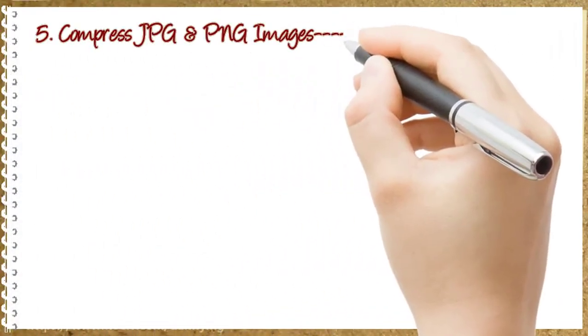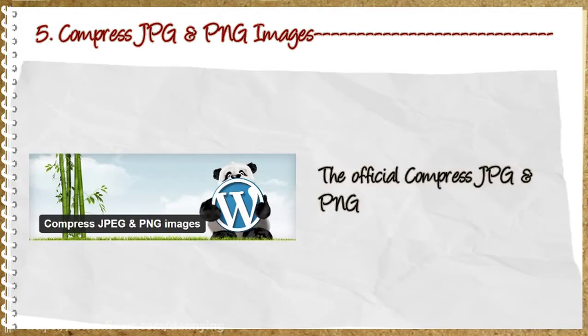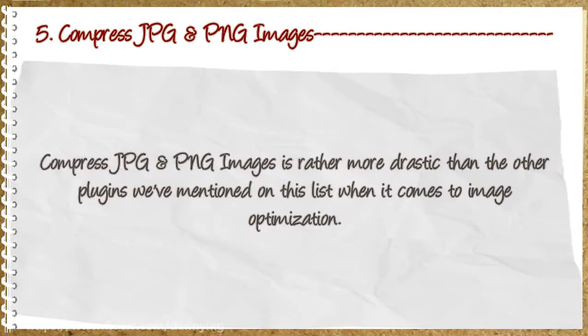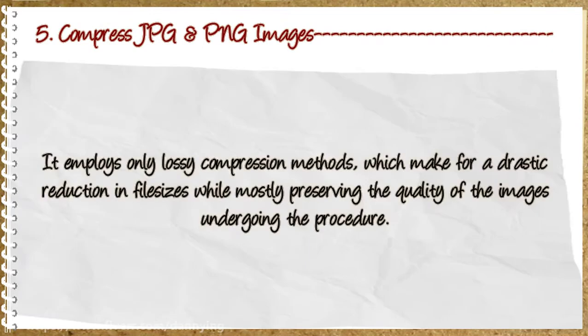5. Compress JPG and PNG images. Compress JPG and PNG images is rather more drastic than the other plugins we've mentioned on this list when it comes to image optimization. It employs only lossy compression methods, which make for a drastic reduction in file sizes while mostly preserving the quality of the images undergoing the procedure.